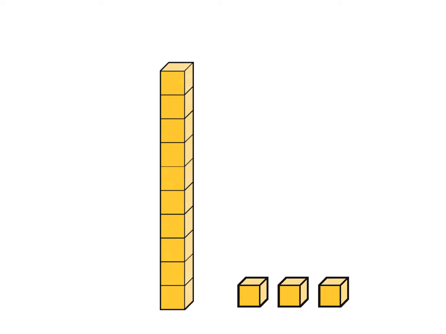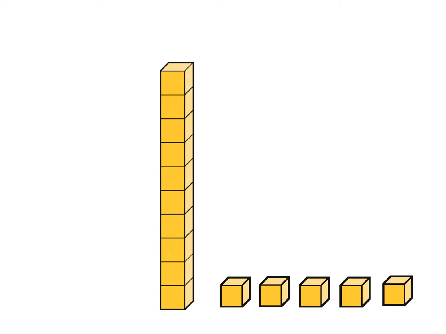What about this one? 10, 11, 12, 13. Well done. And how do we write 13? What does 13 look like? There we go, a 1 and a 3. And lastly, how many here? And you should have got this answer. What number is that? 15. Well done. Let's crack on.